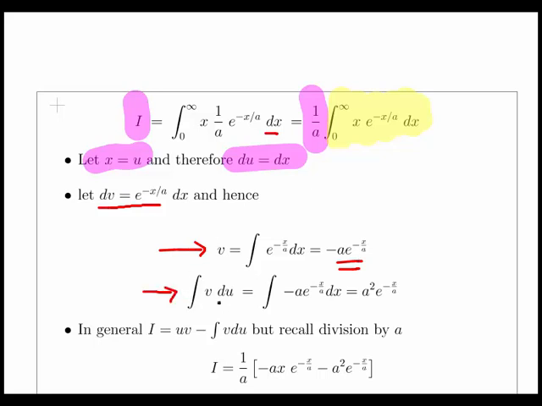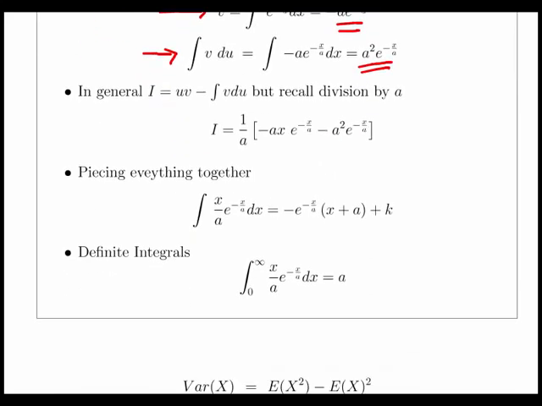Now we'll continue this a little bit further. We're going to integrate that with respect to du, and that is dx as well. So essentially we're going to do the same thing again. We go minus a again. So minus a times minus a gives us a squared times e to the minus x over a. So uv minus the integral of v du. There we have it. Just remember from earlier on, we have to multiply by 1 divided by a.